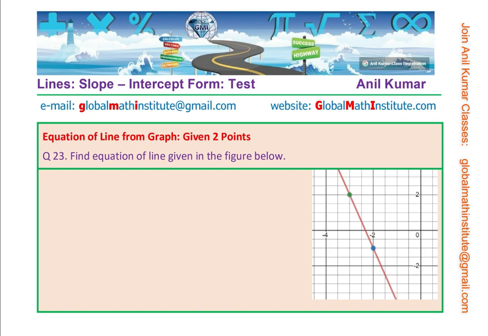Question number 23 will continue with the equation of line. However, this time we have given you two other points. So we have not given you the y-intercept or the x-intercept, but two general points. Correct? Find the coordinates of these points, read them from the graph, and then find the equation. As you know, equation will be y equals mx plus b, where the slope m is y2 minus y1 over x2 minus x1, correct?